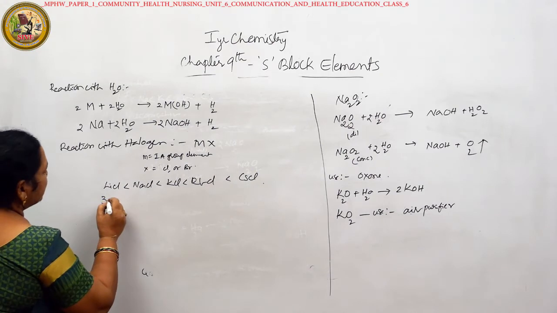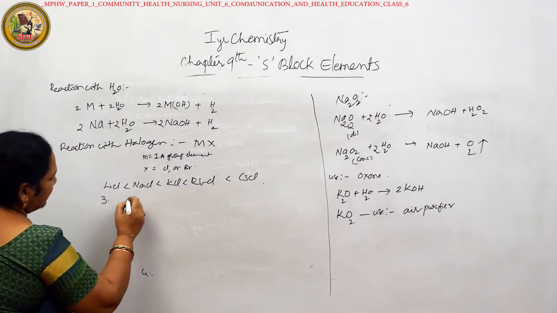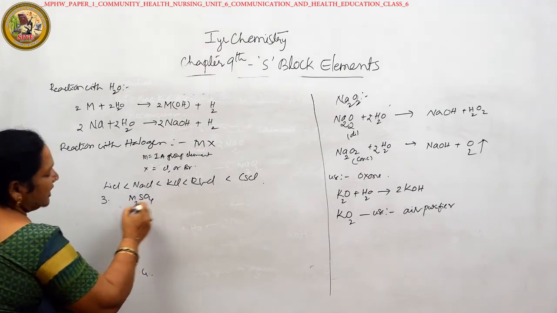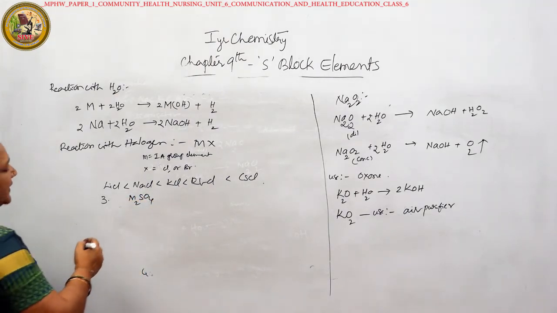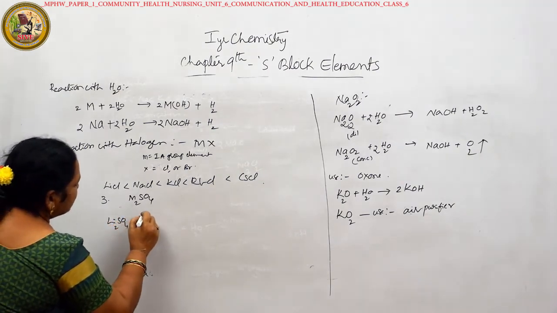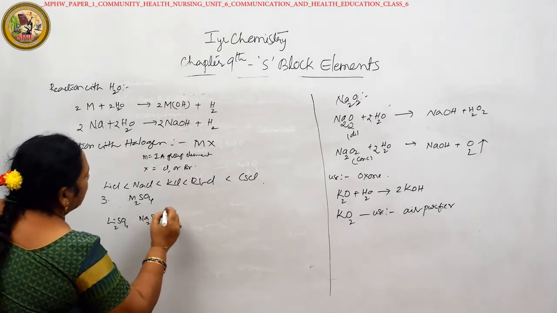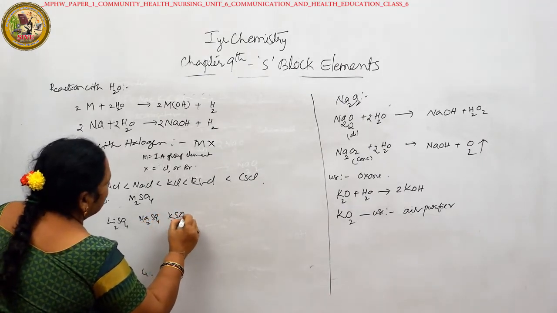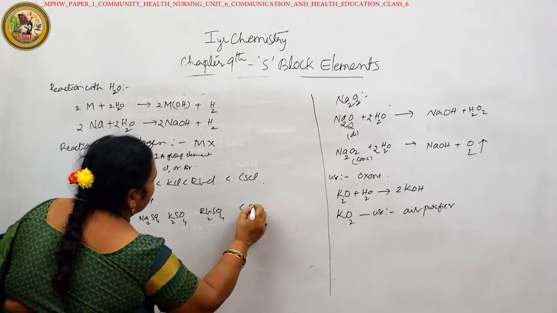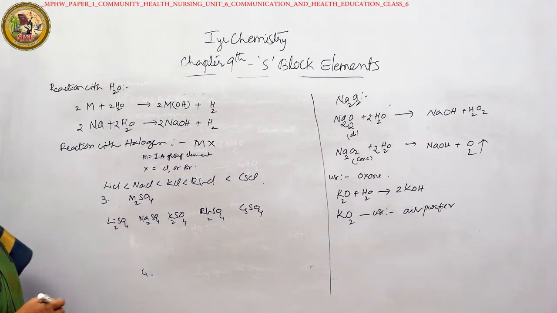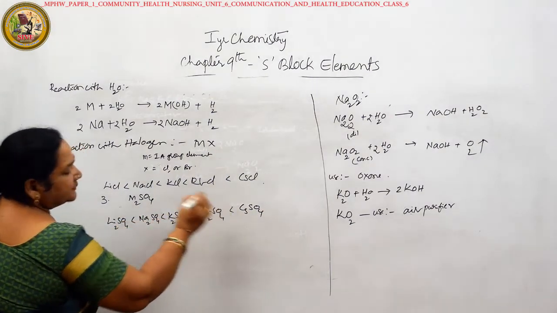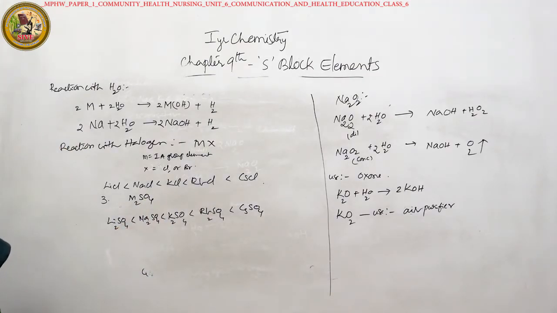And then next, reaction with sulfates. They form sulfates of the type M2SO4, where M is the first A group element: lithium sulfate, sodium sulfate, potassium sulfate, rubidium sulfate and cesium sulfate. All these are ionic in nature, and their ionic nature also increases in this order.